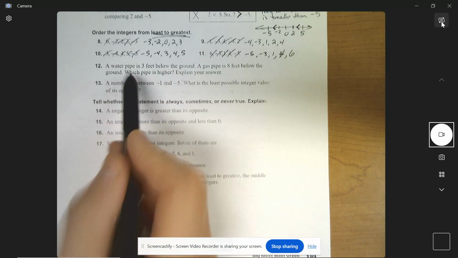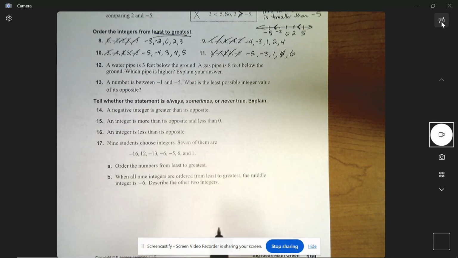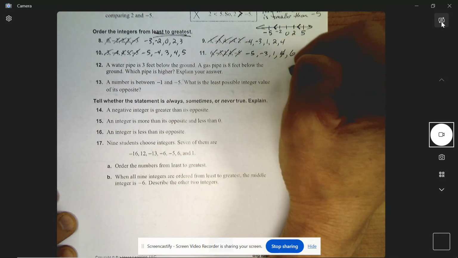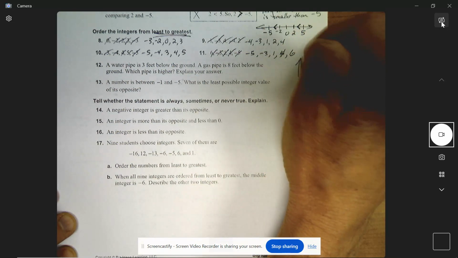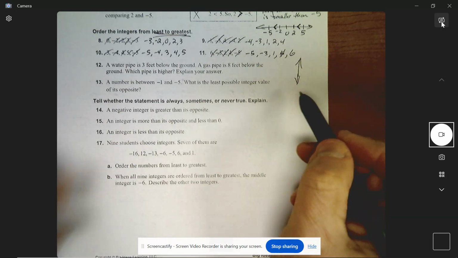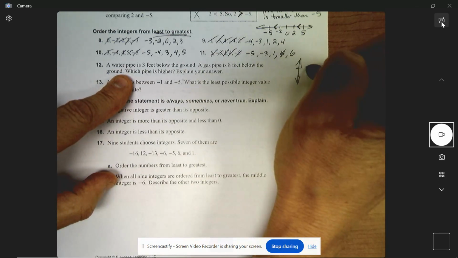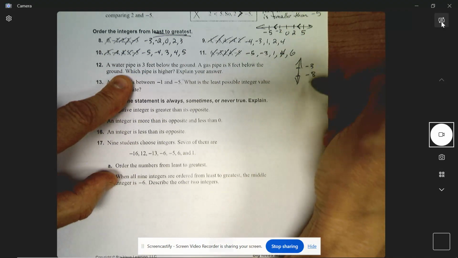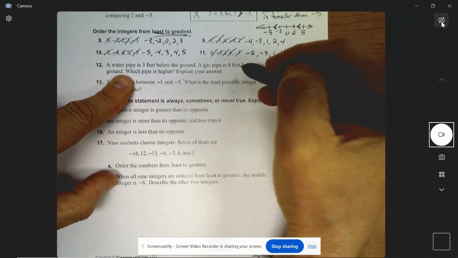So number 12, a water pipe is 3 feet below the ground. The gas pipe is 8 feet. I'm going to go ahead and write that over here. So here's my number line. We've got a -3, and we have a -8, because this one is further down. So that is the gas pipe.